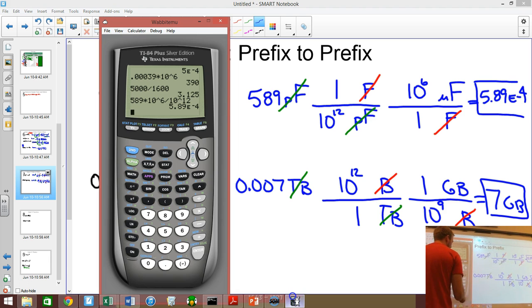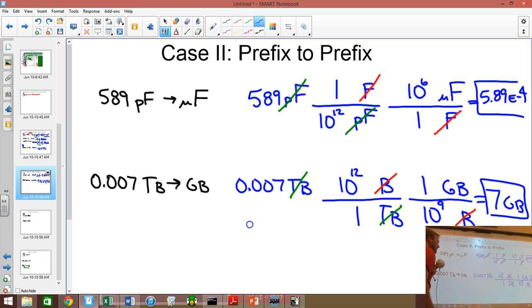Or I can just use my calculator again. 0.007 times 10 to the 12th divided by 10 to the 9th. 7.